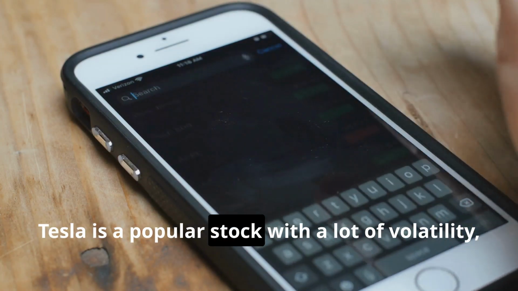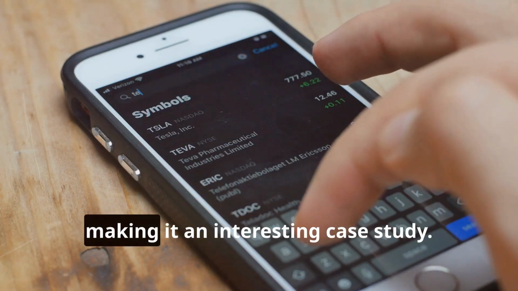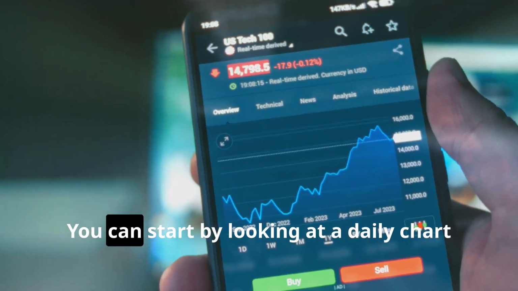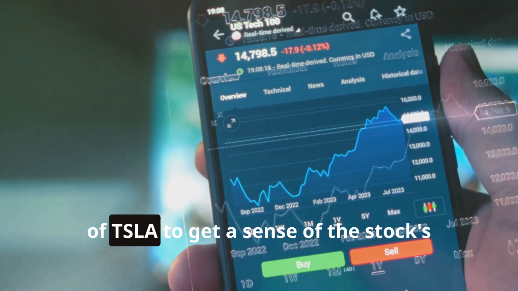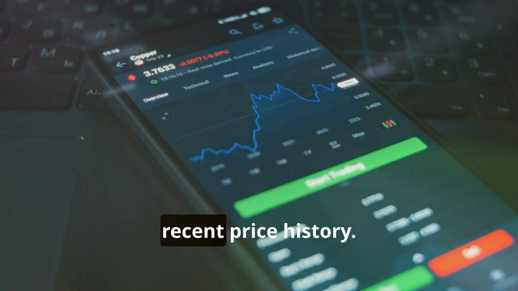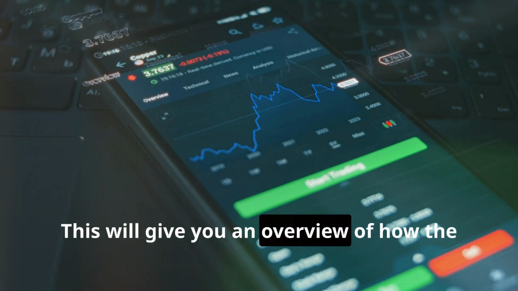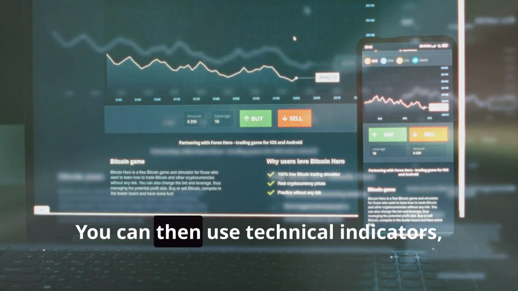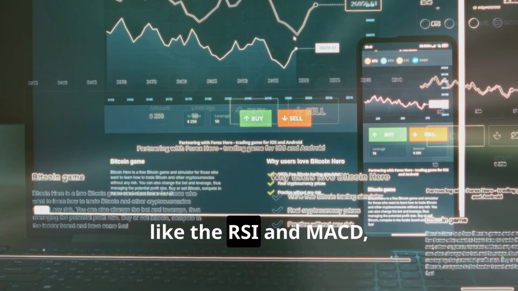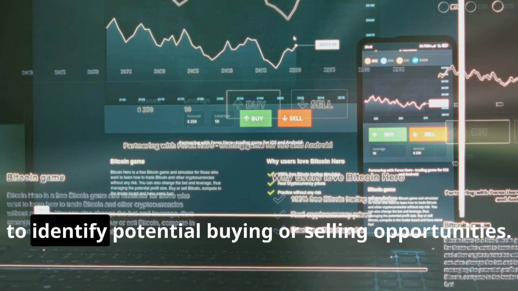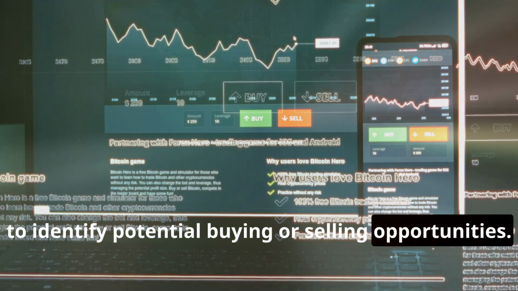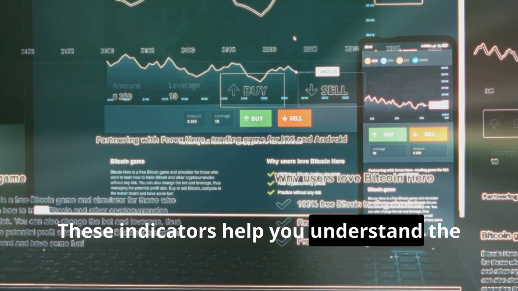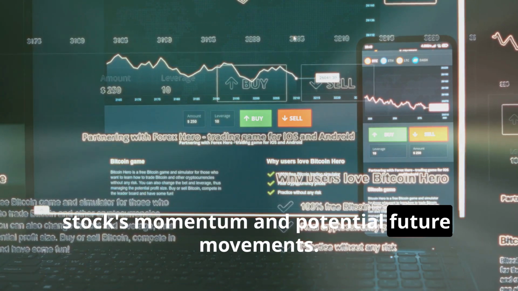Tesla is a popular stock with a lot of volatility, making it an interesting case study. You can start by looking at a daily chart of TSLA to get a sense of the stock's recent price history. This will give you an overview of how the stock has been performing over a specific period. You can then use technical indicators like the RSI and MACD to identify potential buying or selling opportunities. These indicators help you understand the stock's momentum and potential future movements.